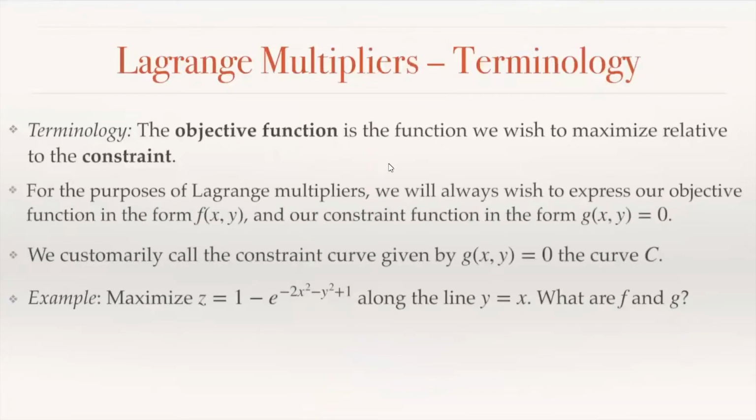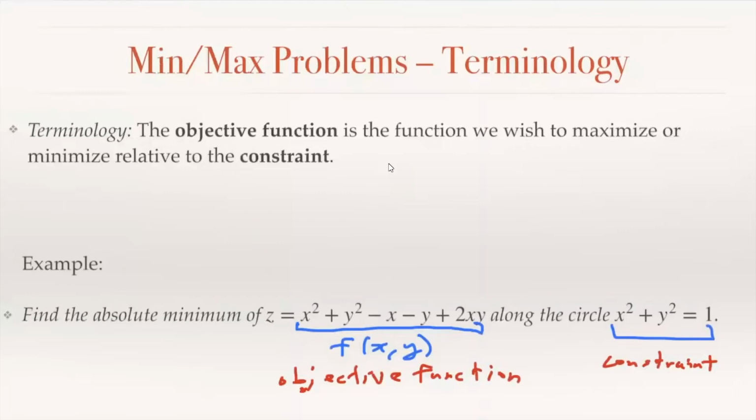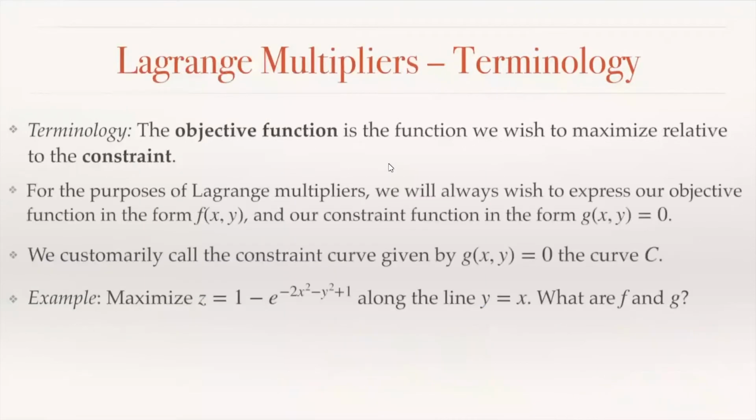And for the purpose of Lagrange multipliers, which we are about to learn, we will always wish to express our objective function in the form f of x y and our constraint function in the form g of x y equals 0. So, for example, over here, we would wish to express that as x squared plus y squared minus 1 equals 0, which is just a rearrangement. And then this would be of the form g of x y equals 0. So to get into that form, we just always move everything to the left side and make it equal to 0, and that's it.